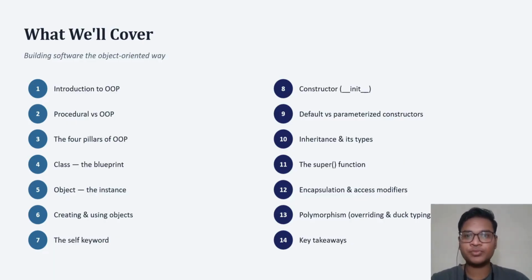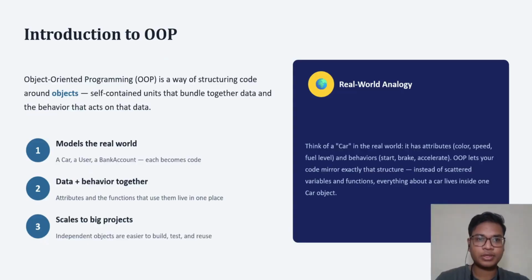Okay, so let's move forward. First of all, let's talk about the introduction: what does object-oriented programming mean? Object-oriented programming is a way of structuring code around objects. What is an object? That's a self-contained unit that bundles together data and the behavior that acts on the data.